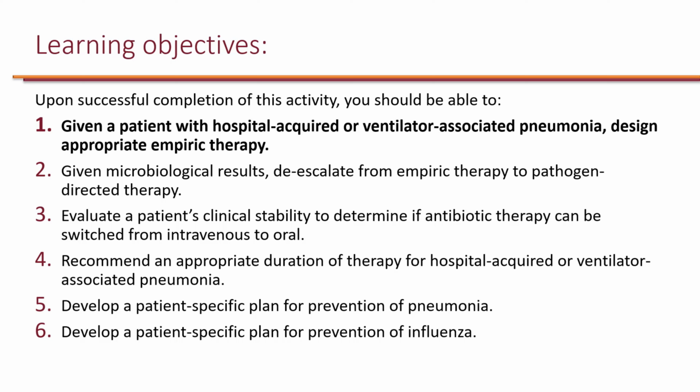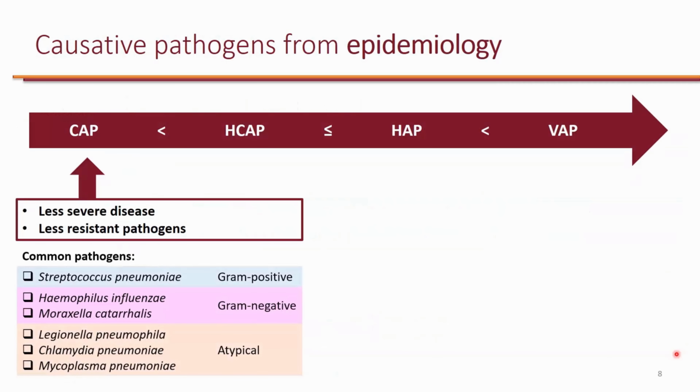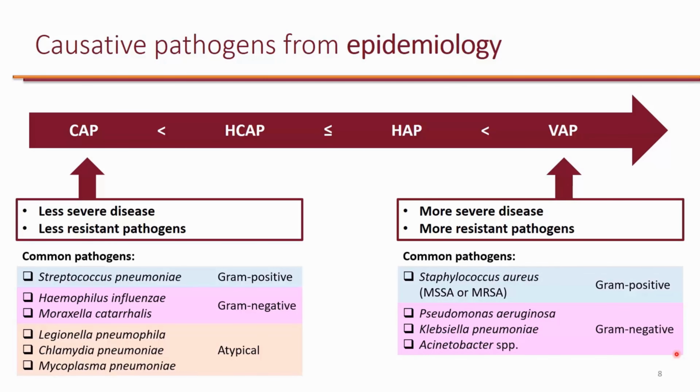At this point, you should know that community-acquired pneumonia is a relatively less severe type of pneumonia caused by less resistant pathogens such as strep pneumo, H. flu, Moraxella catarrhalis, and atypical organisms. When we look at ventilator-associated pneumonia, it's a more severe disease with mortality as high as 30%, and it's typically caused by more resistant pathogens.